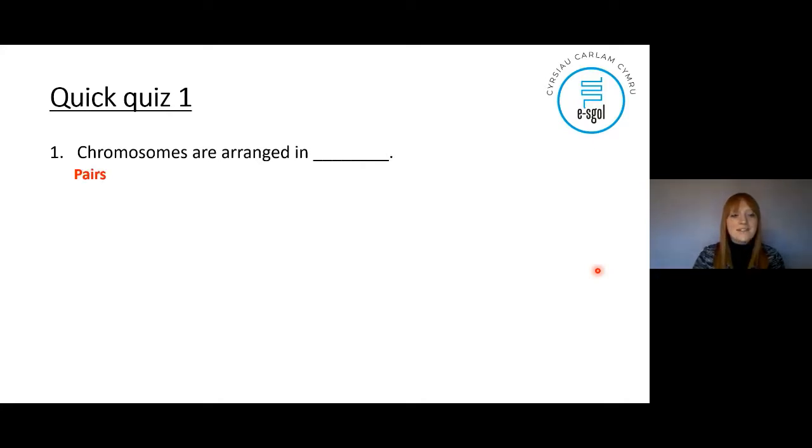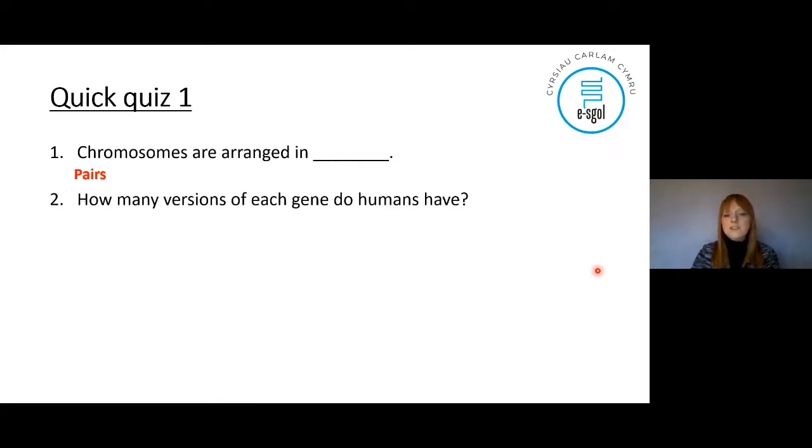The answer, pairs. You were right, Diane. So chromosomes are arranged in pairs. How many versions of each gene do humans have? How many versions? Say your answer out loud. They have 2 versions. So if you said 2 versions, then you were right.